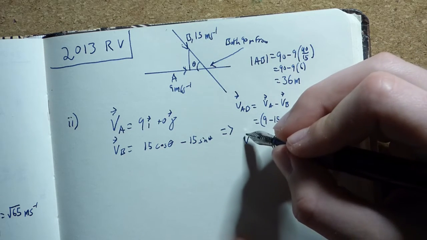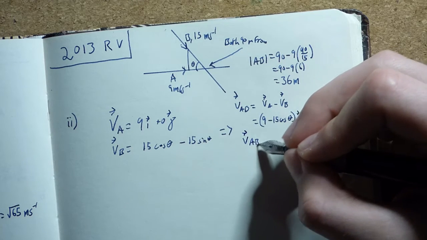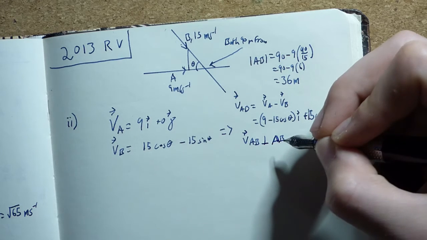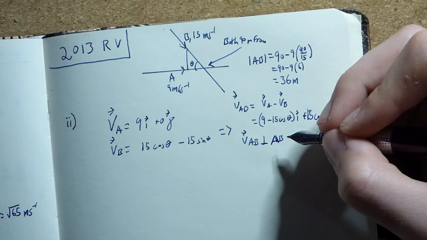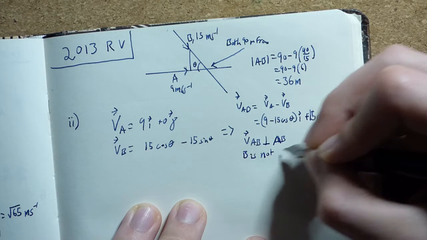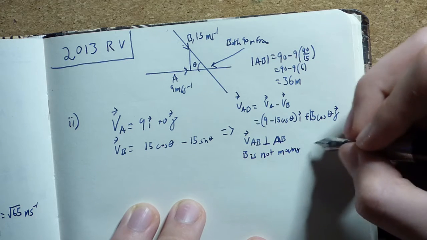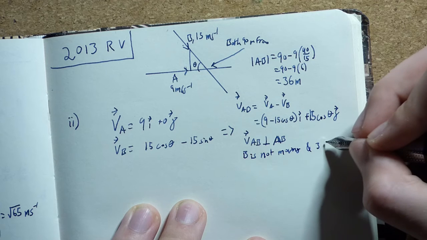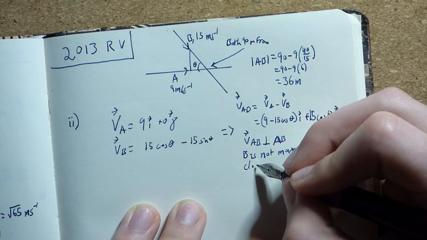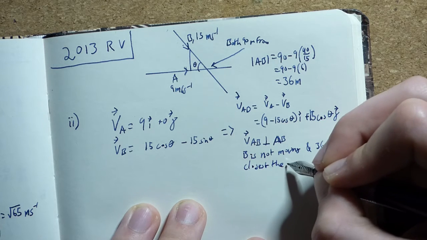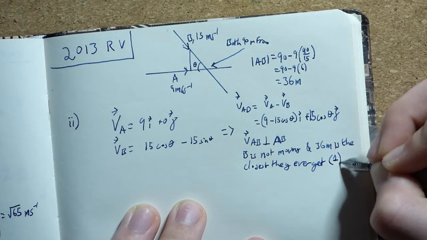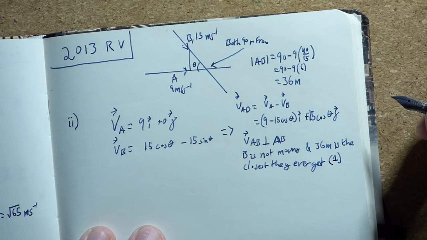Sorry about that. So now the important thing here is that the velocity of AB is perpendicular to the line AB, because 36 meters, what we found earlier, is the closest they get. So they never get any closer. So the velocity of A relative to B is perpendicular to AB, because B is not moving and they're at their closest point. They're only going to be moving away now, so it's completely perpendicular to the line of AB. That is the one key thing to remember in a question like this.